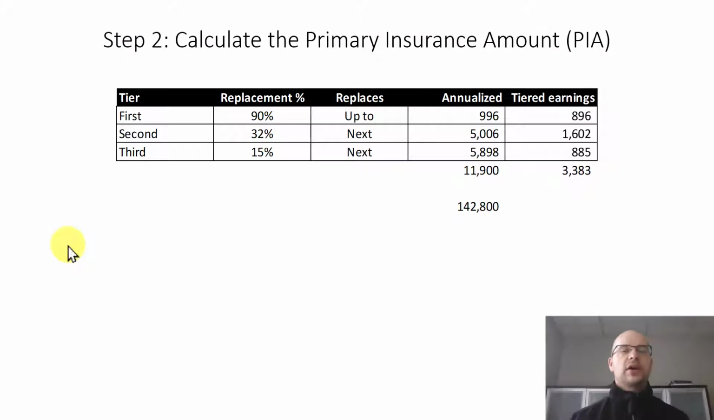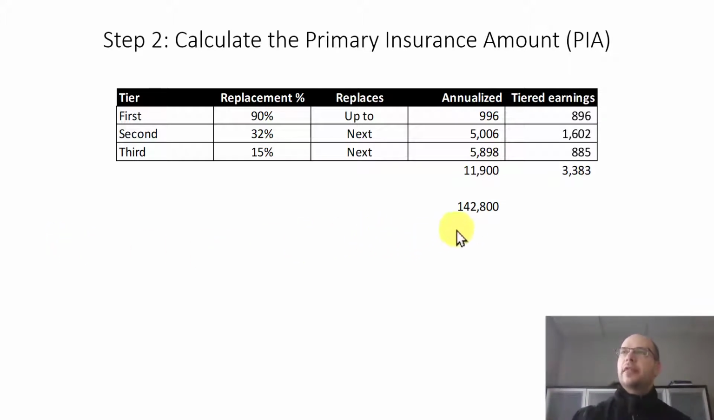So step 2 is calculating what Social Security calls the primary insurance amount. This is another name for one's full retirement age Social Security benefit. Now, to calculate the primary insurance amount, Social Security uses the average monthly earnings that we just talked about in step 1 and applies them to their benefit formula, which you can see up here in the table. The benefit formula basically represents 3 tiers for replacing income up to a maximum dollar amount.